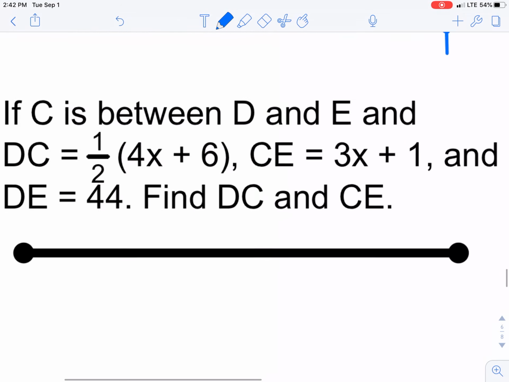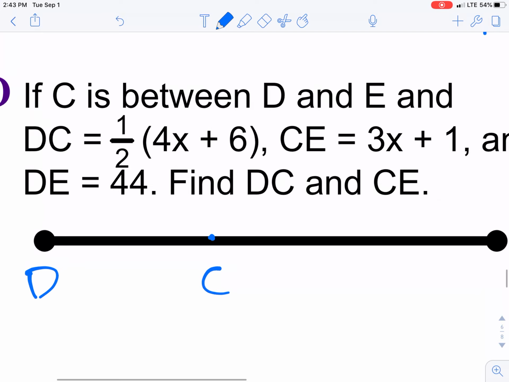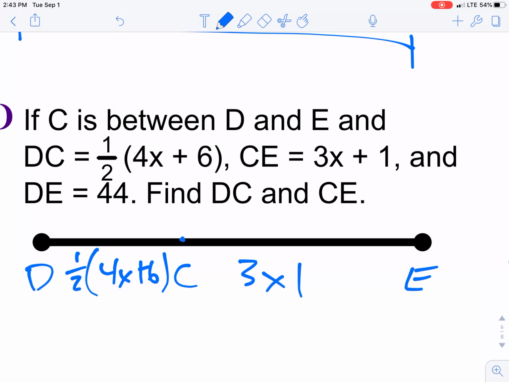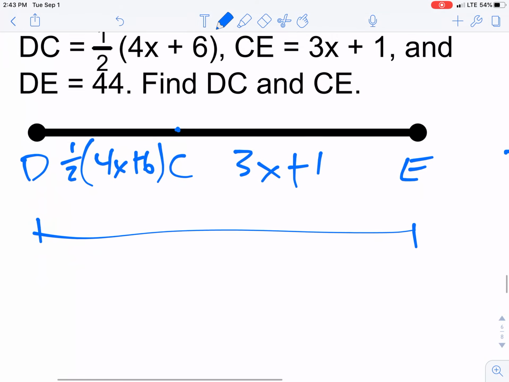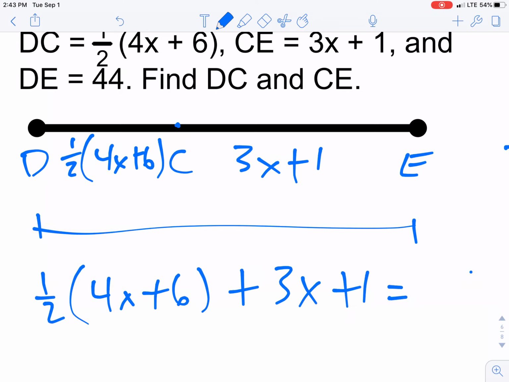Okay, this one, C is between D and E. Well, DC is 1/2 of 4x plus 6. C to E is 3x plus 1. And then D to E is the entire length. So you're going to do part plus part equals the whole length.